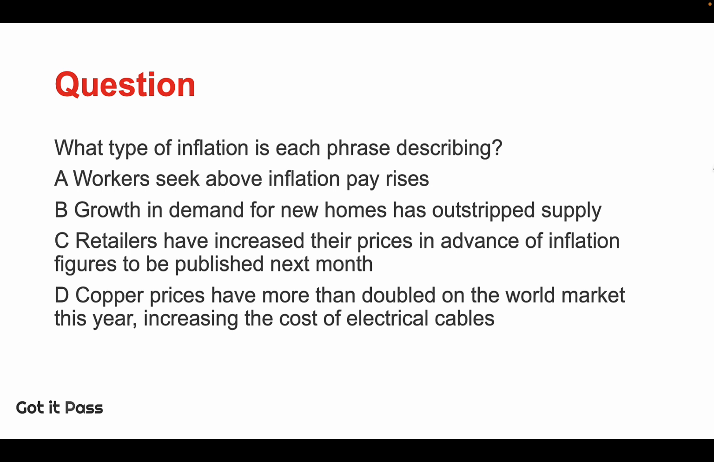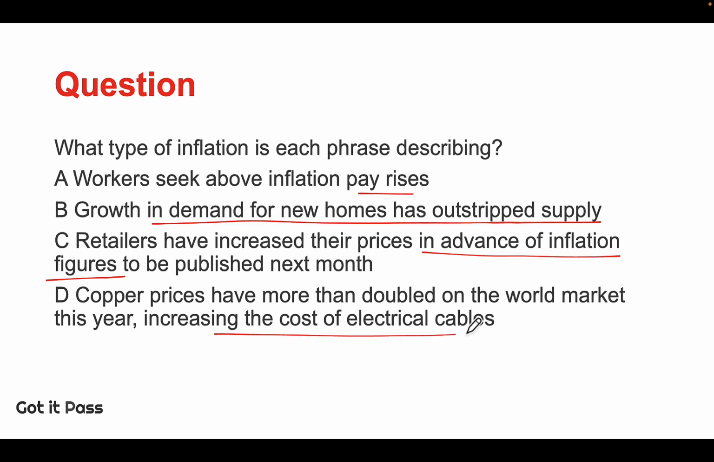And second question, what type of inflation is each statement describing? First, workers seek above inflation pay rises. Second, growth in demand for new homes outstripped supply. Third statement, retailers have increased their prices in advance of inflation figures. And the last statement is copper prices have more than doubled on the world market, increasing the cost of electrical cable.